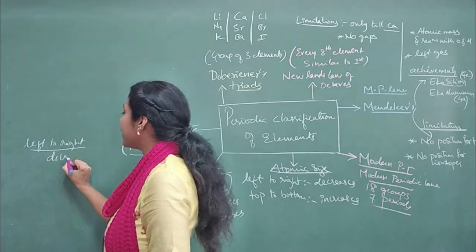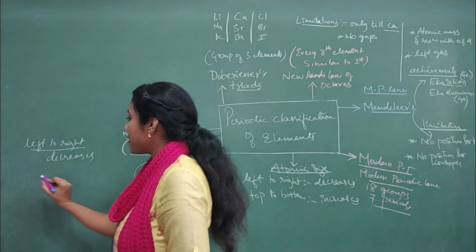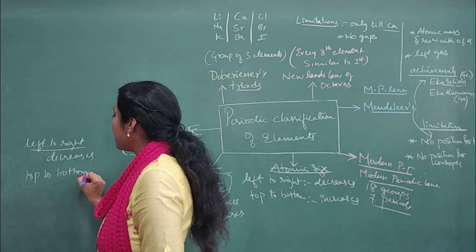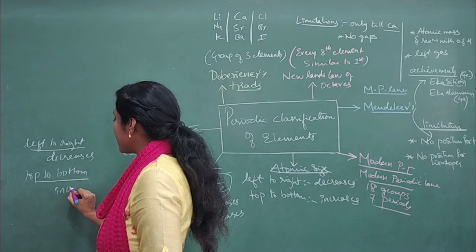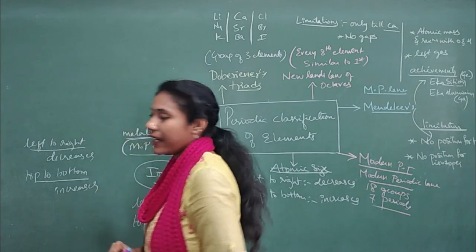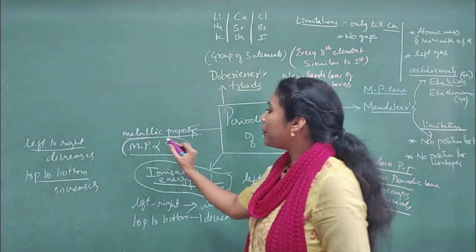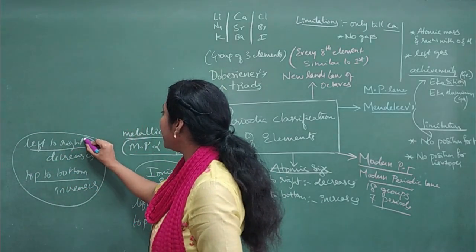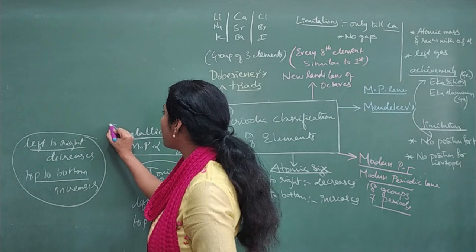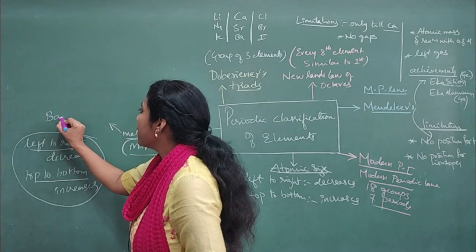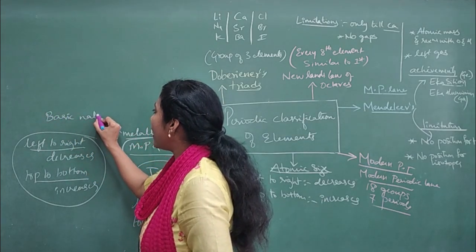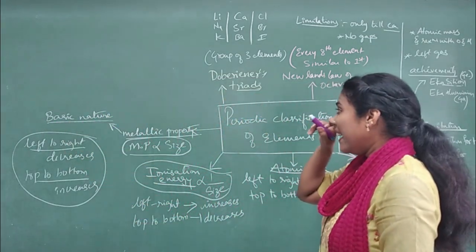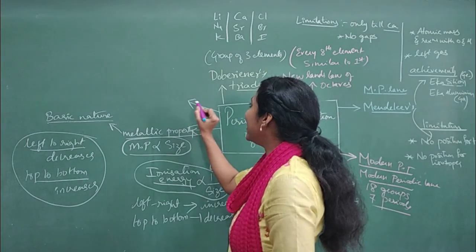Metallic property decreases because the size decreases. From top to bottom when you go, your metallic property increases. And metallic property is nothing but basic nature. Metallic property and basic nature is one and the same. So basic nature and metallic property is one and the same, remember. Clear? Fine. And after that we have electronegativity.